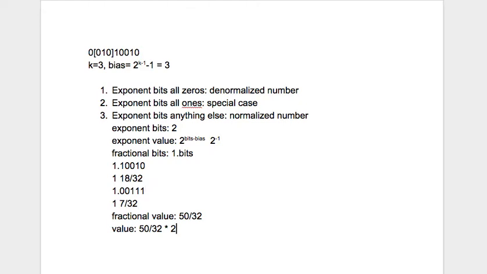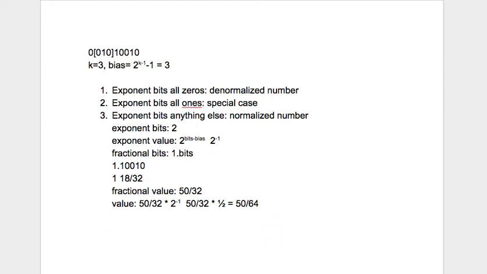And so down here, we need to take that same 2 to the -1. So that's 50 over 32 times 1/2, which is 50 over 64. Now looking back to the sign bit, we had a 0, so this is a positive number, and our overall value is 50 over 64. I'm going to delete this other bit here, since that wasn't part of our example. So those are the basic rules for a normalized number.